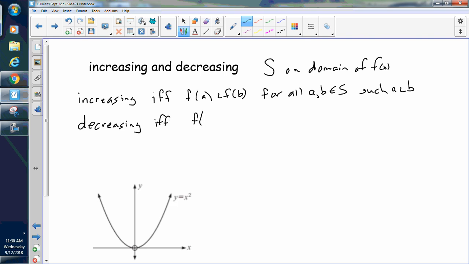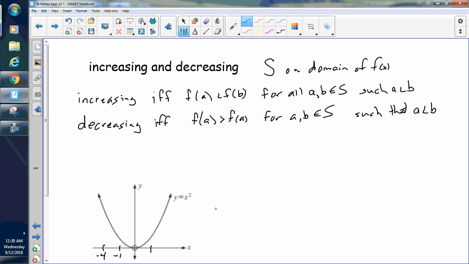Decreasing will be a very similar statement. It's decreasing if and only if, for all a, b pairs that we could possibly pick in S, their elements or their members of S. So here if I pick an a value that's less than a b value, let me just say I choose negative 1 and negative 4.